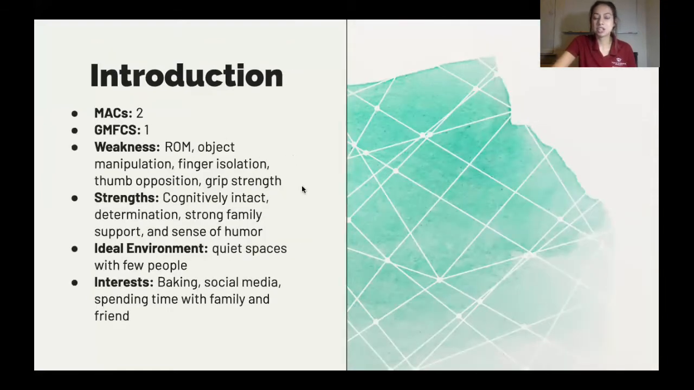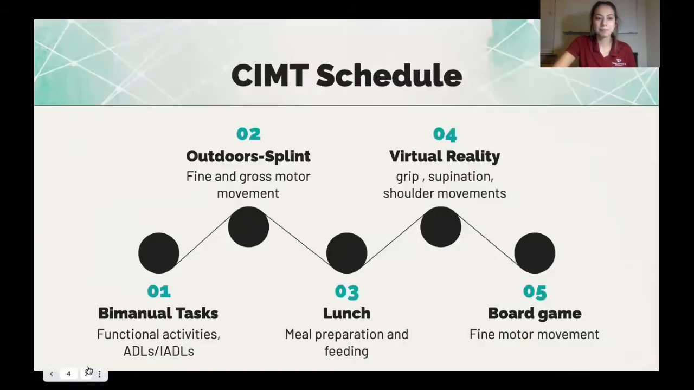So, a brief introduction to her. Her MACS level is 2. Her GMFCS level is 1. Her weaknesses include range of motion, object manipulation, finger isolation, thumb opposition, and grip strength. Her strengths include she's cognitively intact, she's very determined, she has a strong family support system, and she has a great sense of humor. Her ideal environment is quiet spaces with few people. Her interests include baking, social media, and spending time with friends and family.